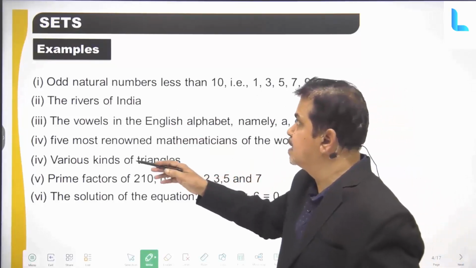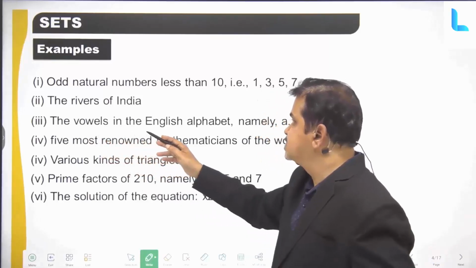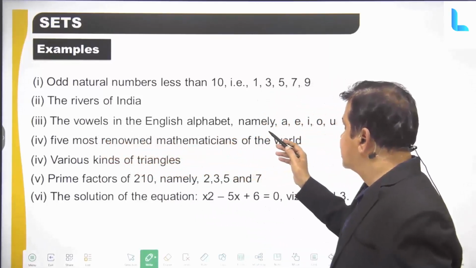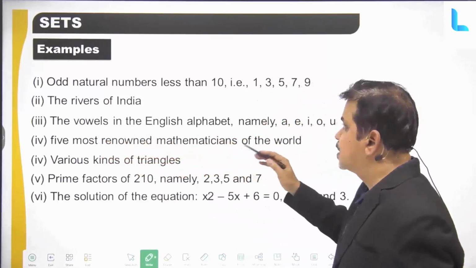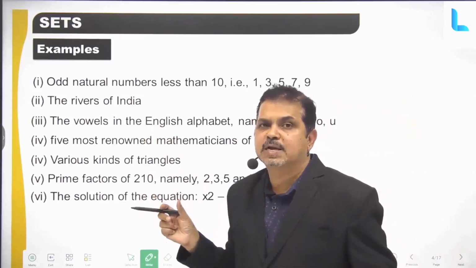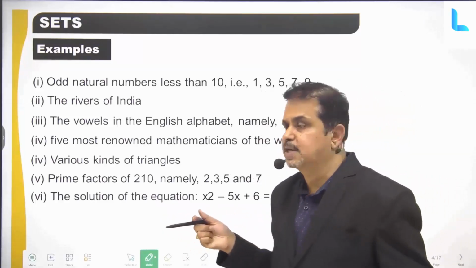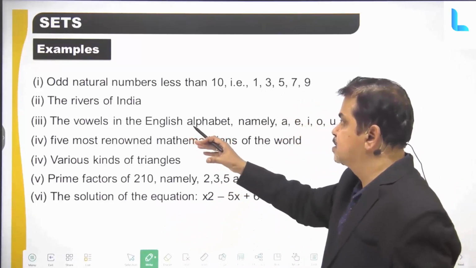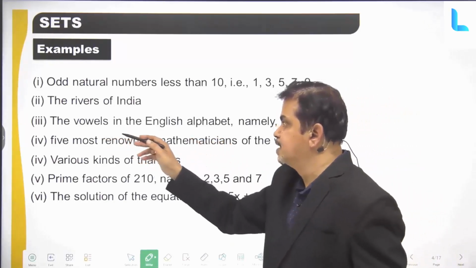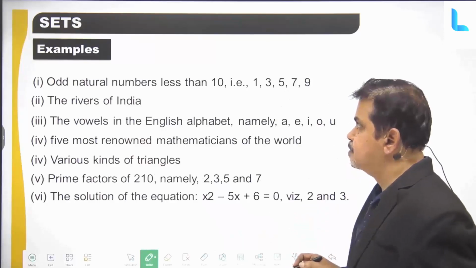Similarly, consider example number 3, the vowels in the English alphabet, namely a, e, i, o, u. What are the vowels in the English alphabet? We know there are 5 vowels in the English alphabet, so this forms a collection, a set of vowels, namely a, e, i, o, u.